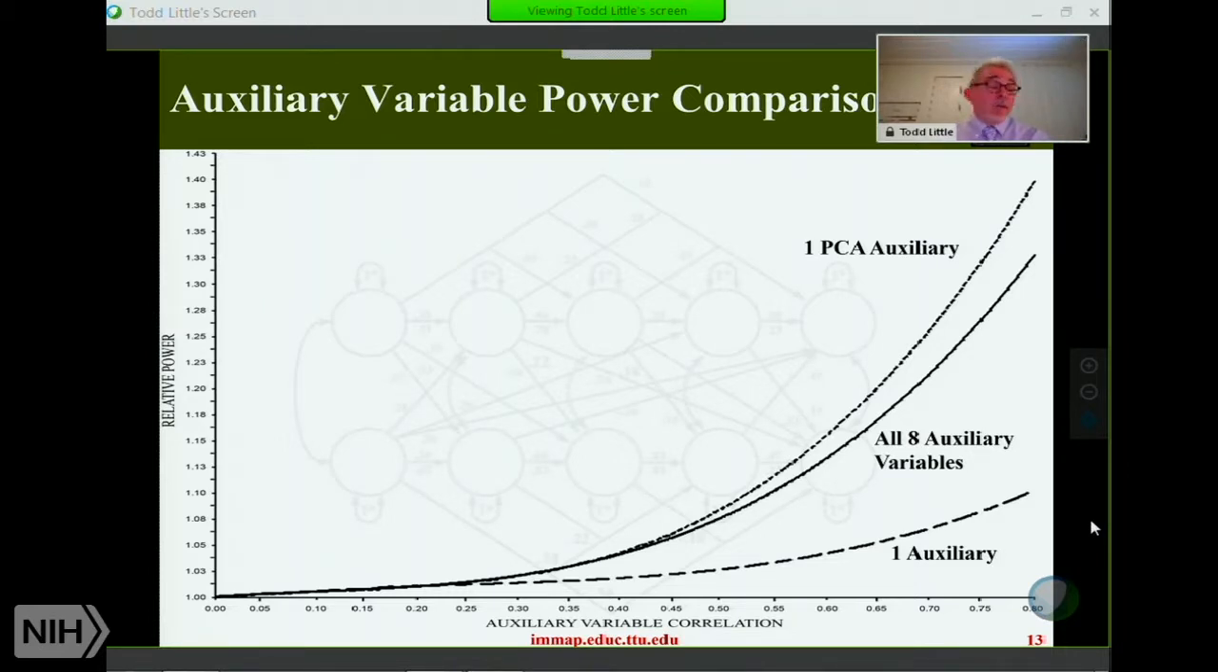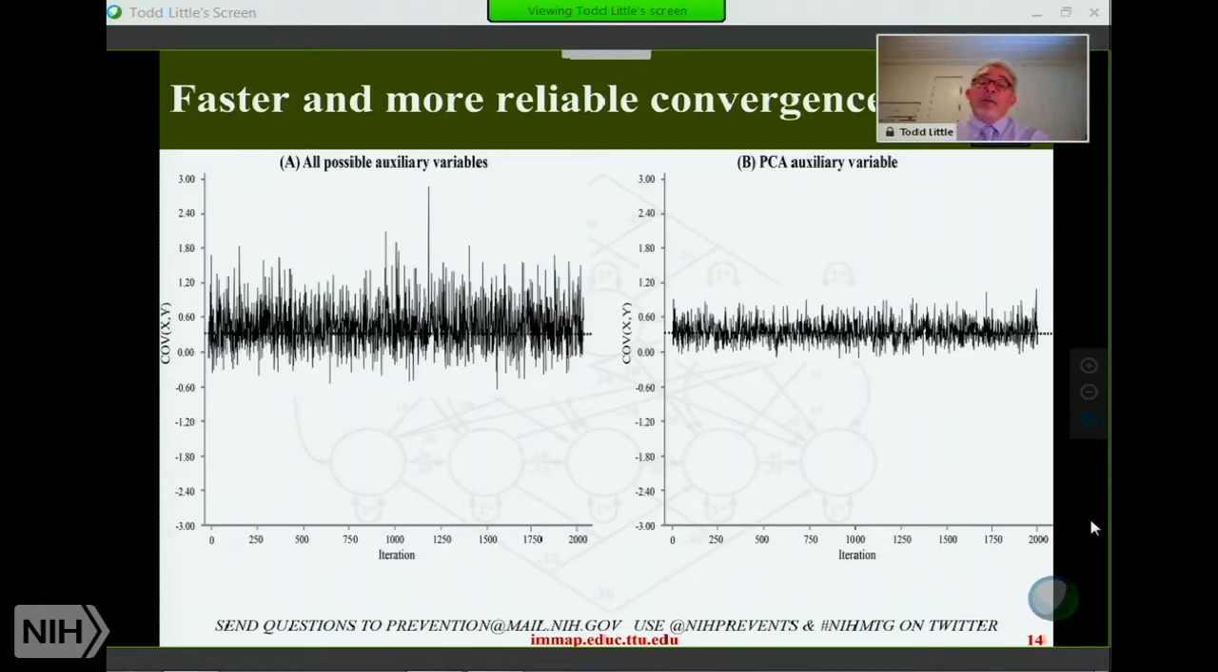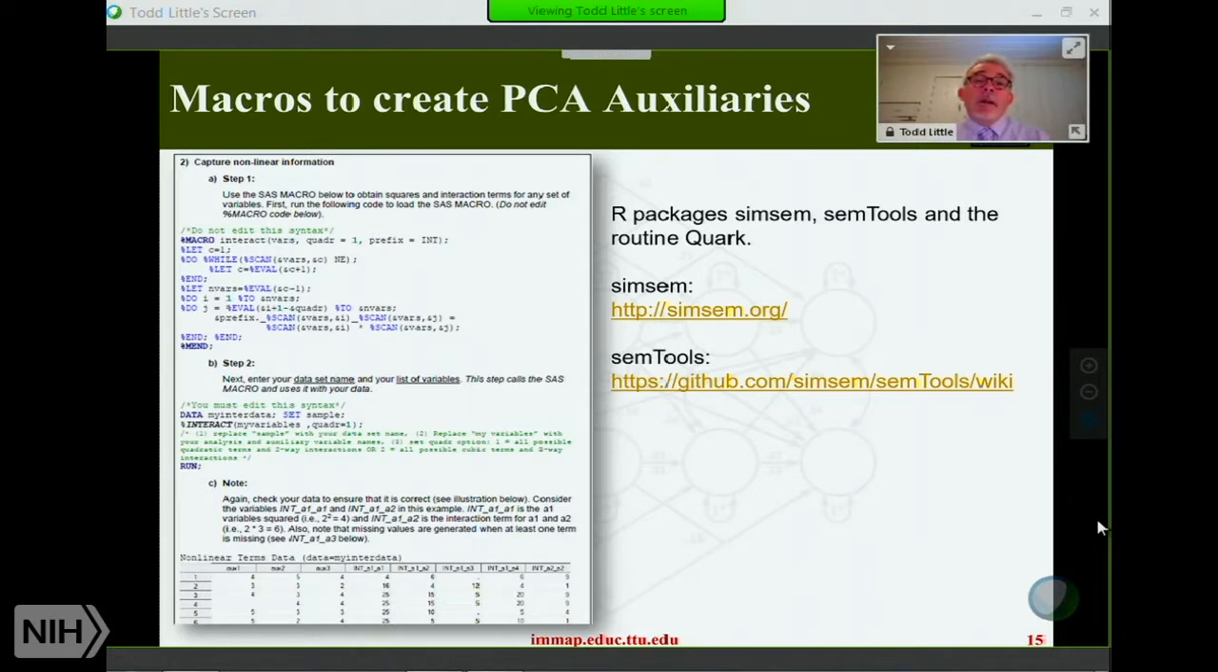The approach that we're recommending, the principal components approach, takes advantage of a program that we've developed here. I just wanted to show the convergence problem with the PCA auxiliary. You can just see that the iteration chain is much crisper and more reliable as it gets to the point with one PCA versus the auxiliary variables. But what I mentioned here and on the next slide is that there are some macros available to help you with the PCA auxiliary variables. One of them in particular is a routine that we've developed called Quark. My students named it. I have no idea why they chose that, but it is what it is. It's called Quark, and it's in the R package. It's a free open source package.